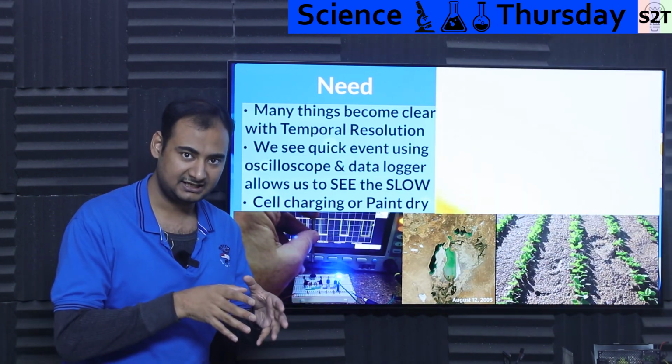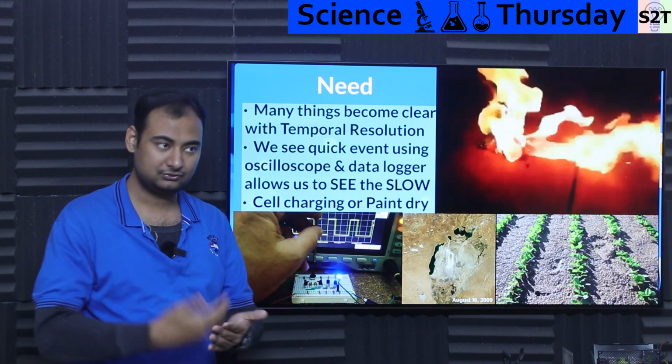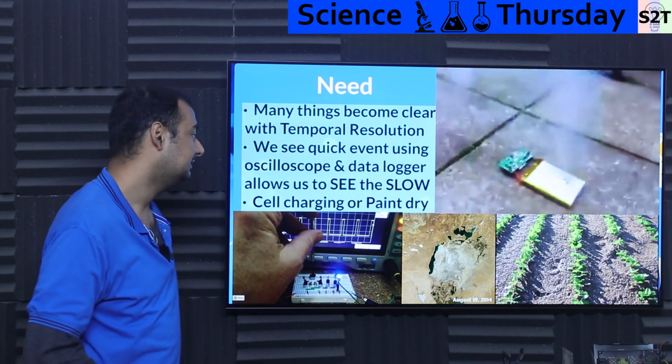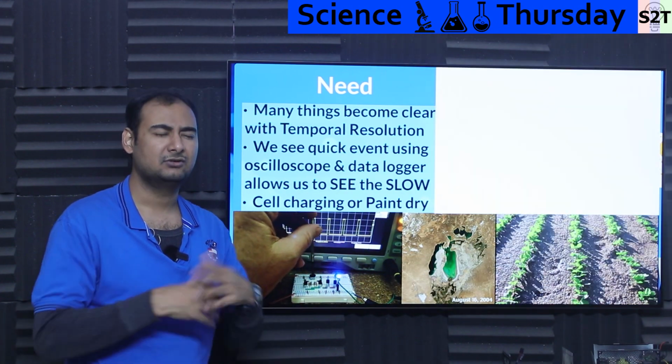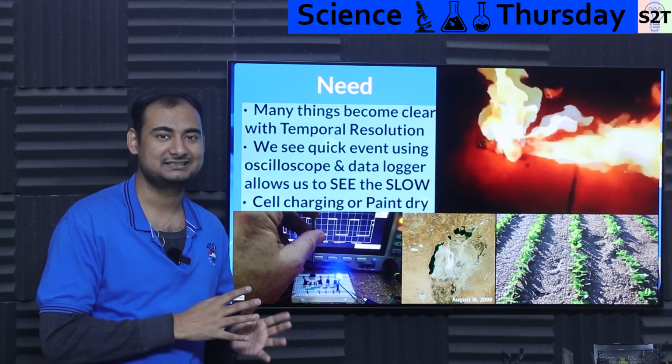So temporal resolution is the key. Sometimes you want to see as quickly as possible, so you go inside a second. Sometimes you need to stretch it out and overlap large periods of time. There are a lot of disciplines where this sort of thing is required.